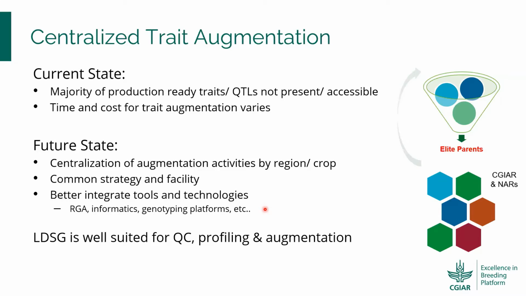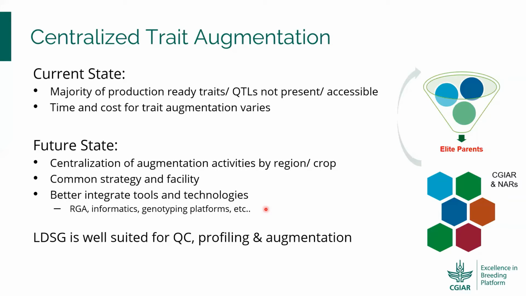All this can be done in a very crop agnostic manner, although we typically have to give some considerations for inbred versus hybrid versus clonal crop set up. But largely, the majority of these operations and requirements will be very generic across crops, so it can easily be centralized.